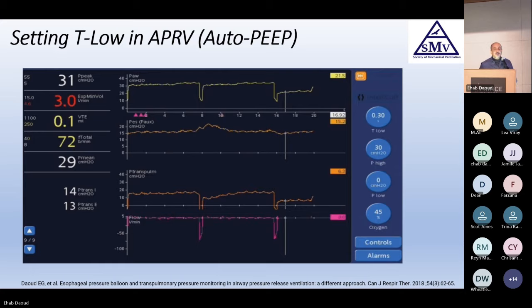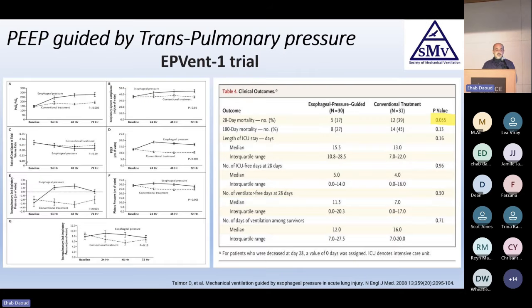Now, okay, does setting the PEEP according to the esophageal pressure help, right? We are always suckers for mortality. We always look: if things improve mortality, great, we're going to do it. If it doesn't improve mortality, we're just going to throw it in the trash. And you know, it's really sad because it's not all about mortality. There are so many different things.